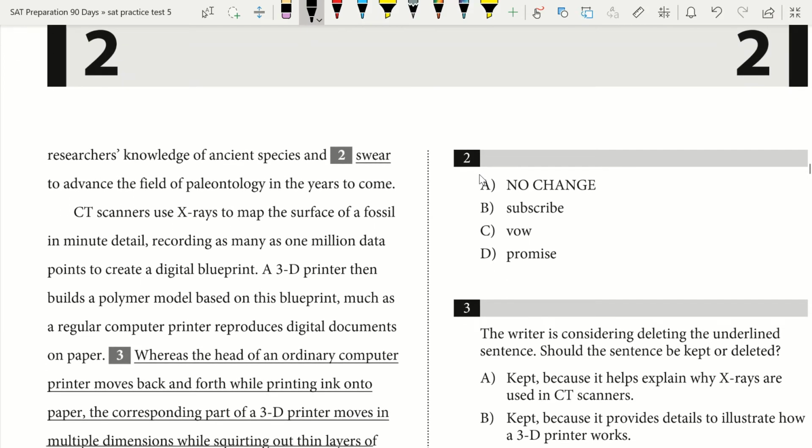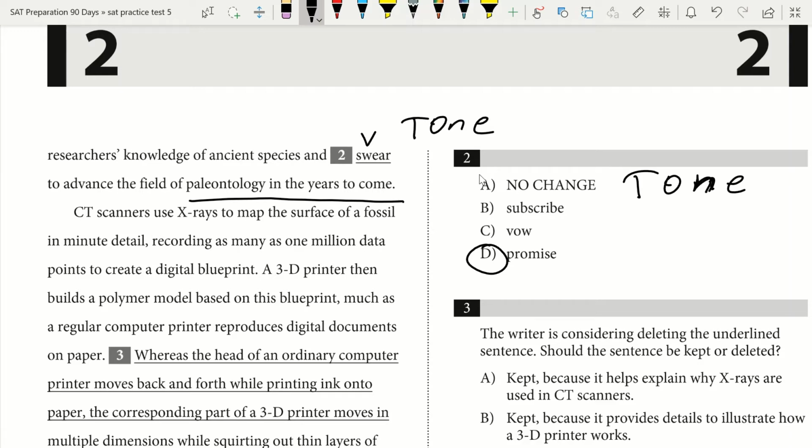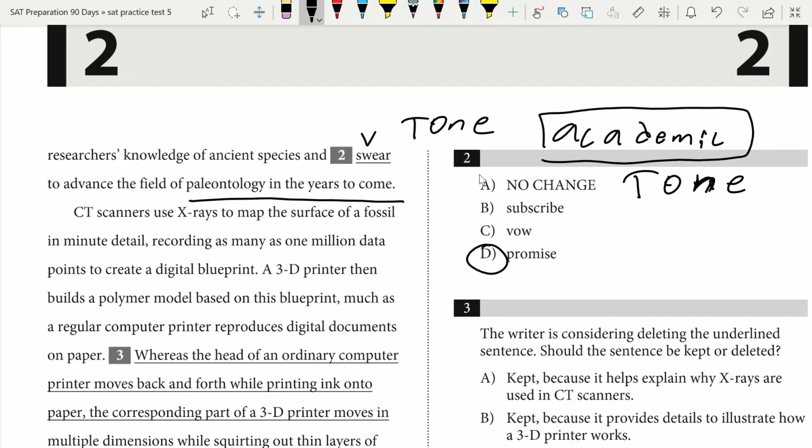Okay, so these models have expanded researchers' knowledge of ancient species and promised to advance the field of paleontology for years to come. How did I know it was going to be promised as I read through? Well, the tone of this passage, and keep in mind, this is a tone question, guaranteed, is all about maintaining the tone using the accurate verb. In this case the tone is academic, and in most cases of the SAT writing section it is an academic tone. Not all, but almost all. I would say a lot of them. I'm not going to give an exact percentage. But we want to maintain that academic tone.